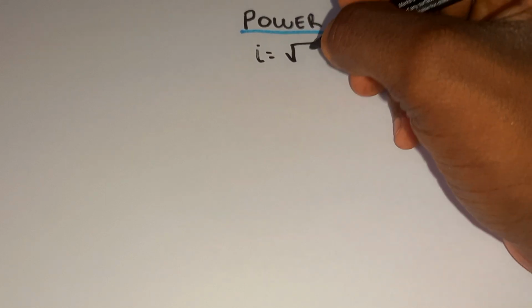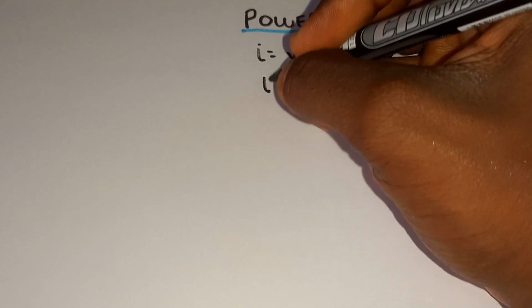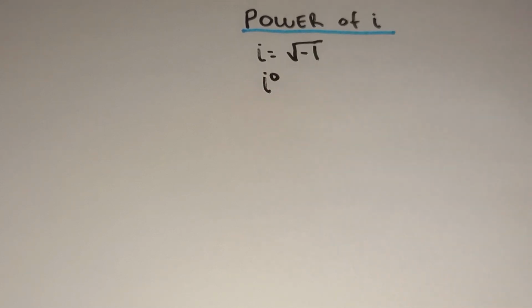So now I'm treating power of i in complex numbers. You know that from complex numbers, i is equal to square root of -1. And again, from indices, we know that i raised to the power 0, or any number raised to the power 0, is equal to 1.